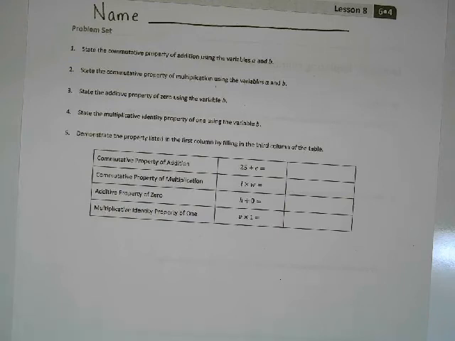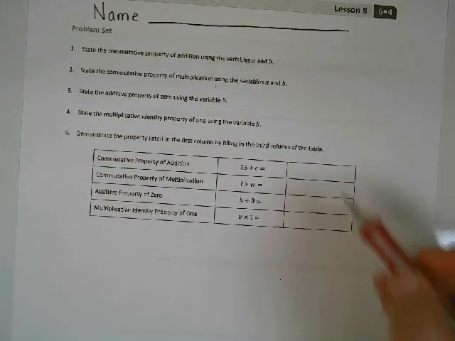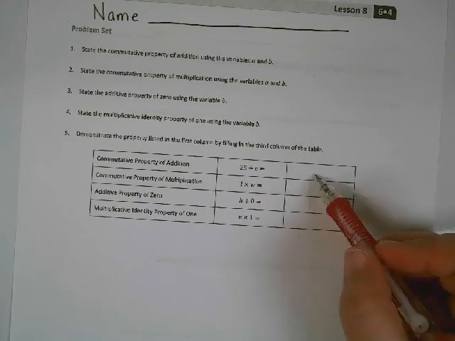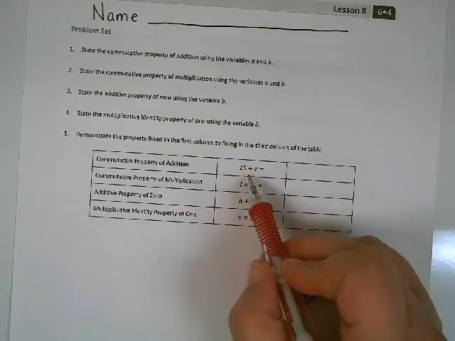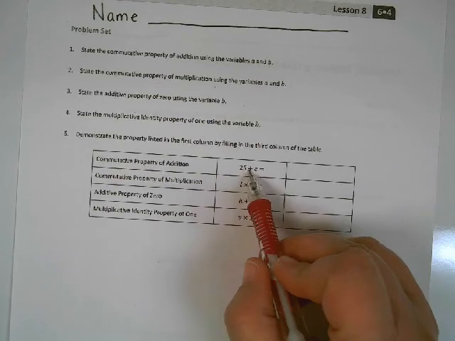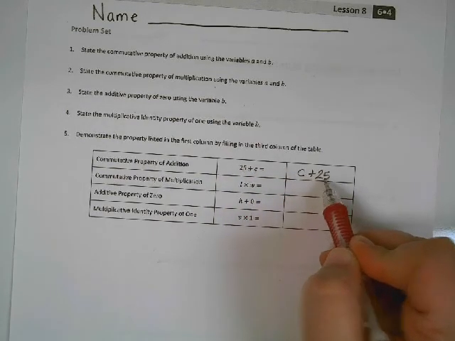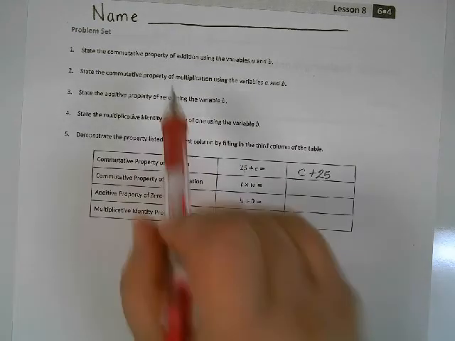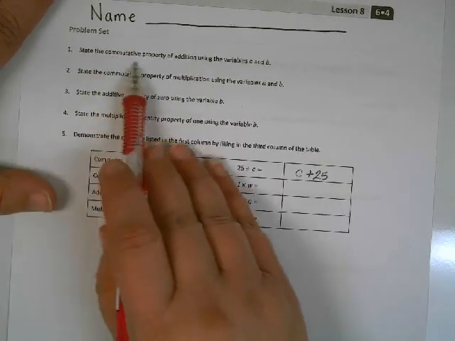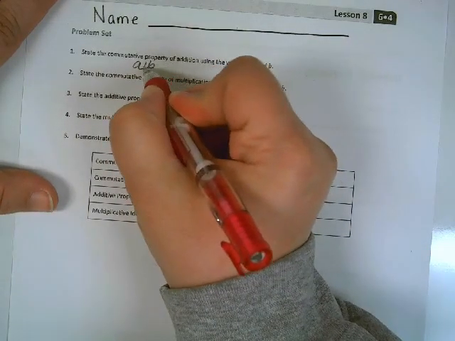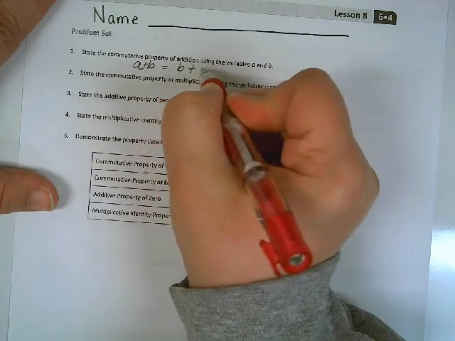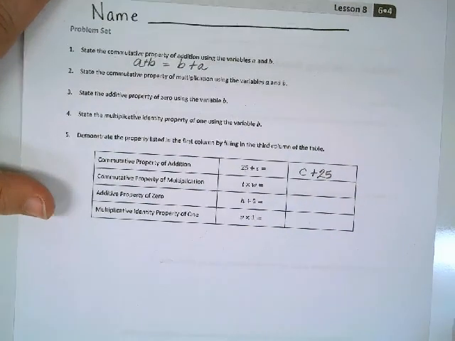And then for number 5, they want you to complete the table. So what would this result be to prove addition? So for example, 25 plus C is equal to C plus 25. And I'll go ahead and show you how to do number 1. So state the commutative property of addition using variables A and B. So we would say A plus B is the same as B plus A. So that's all they're wanting you to do there.